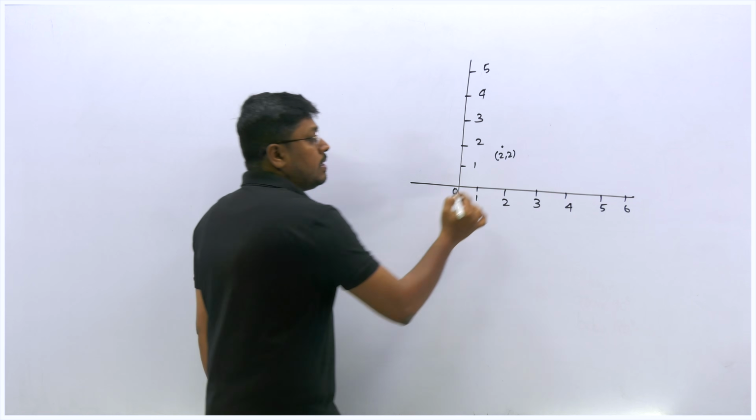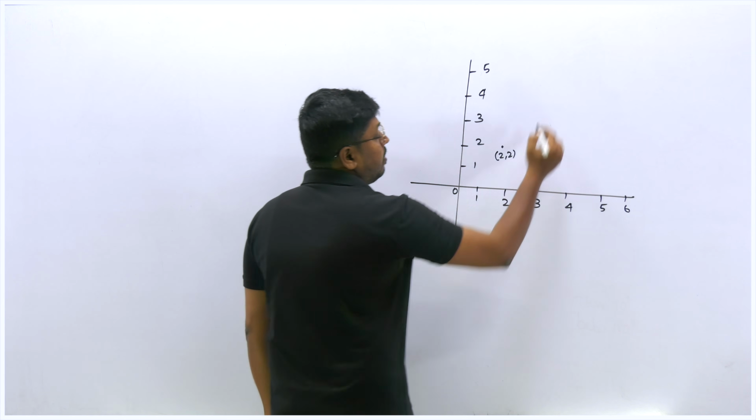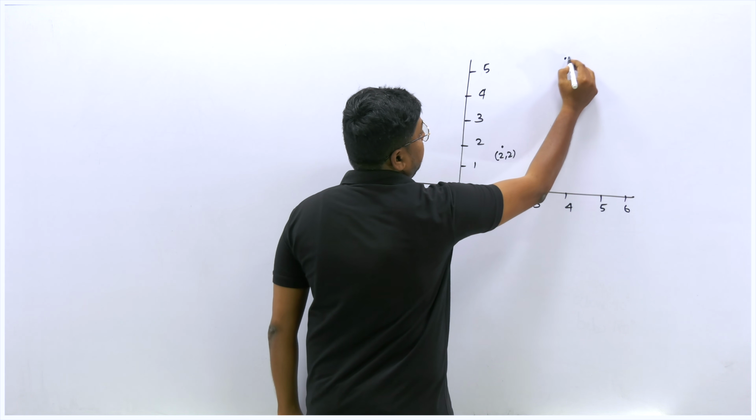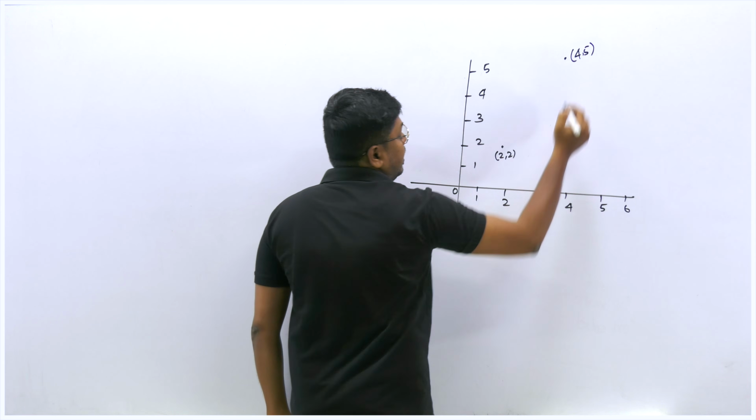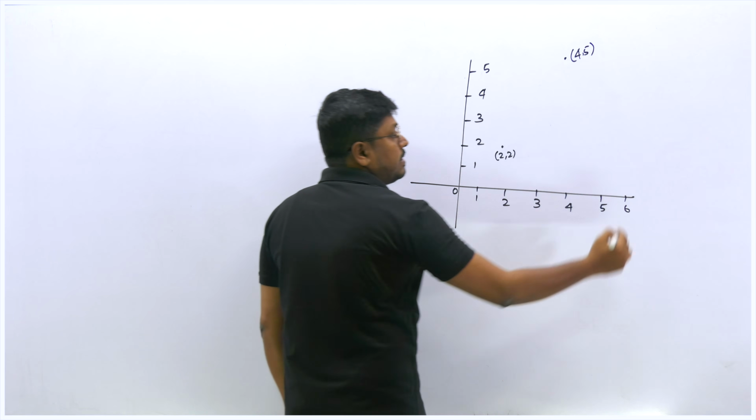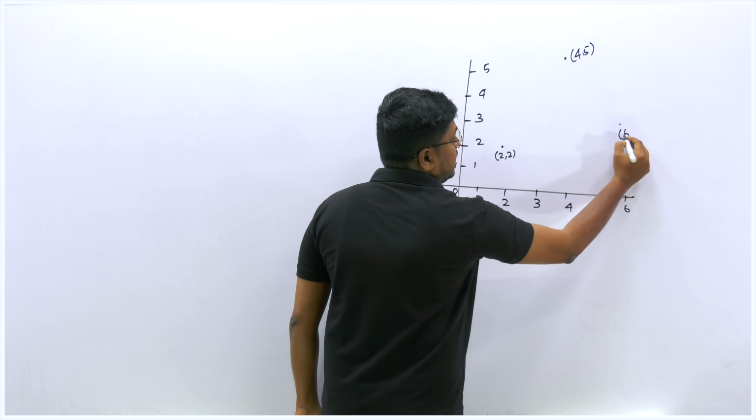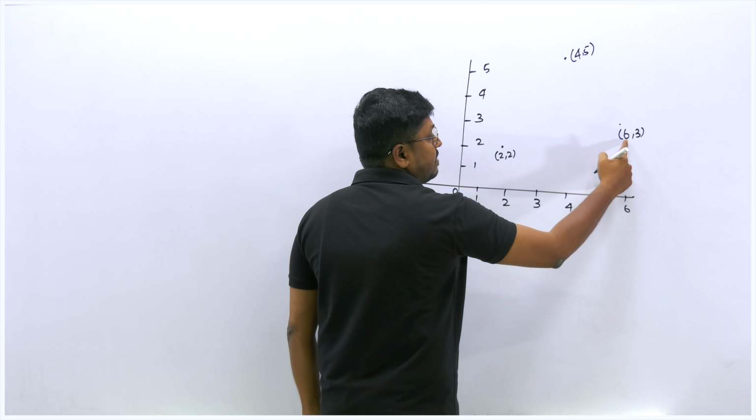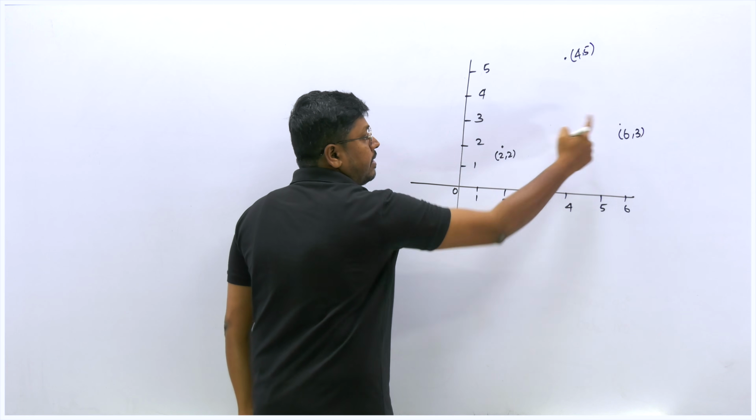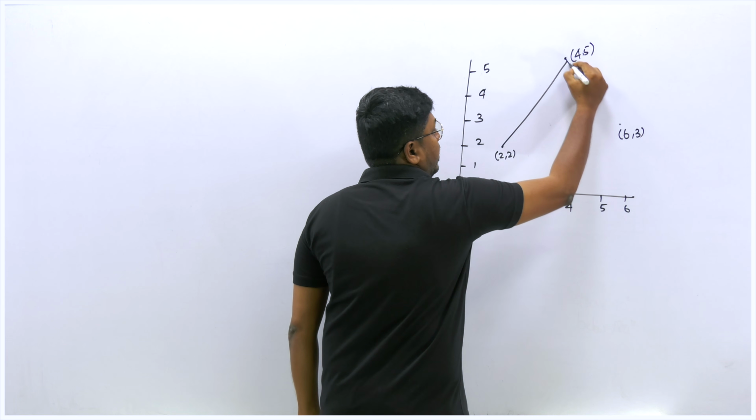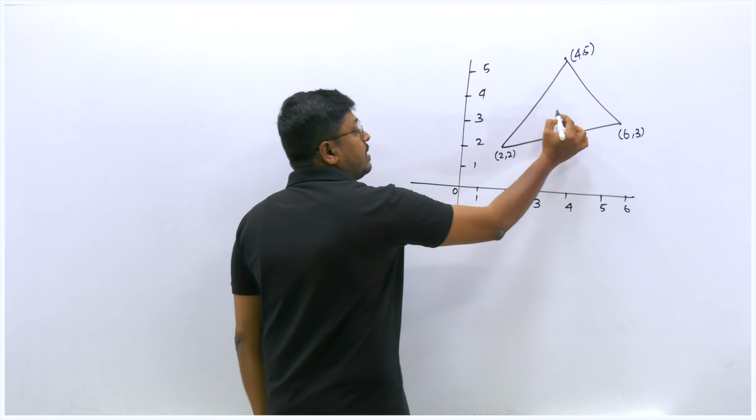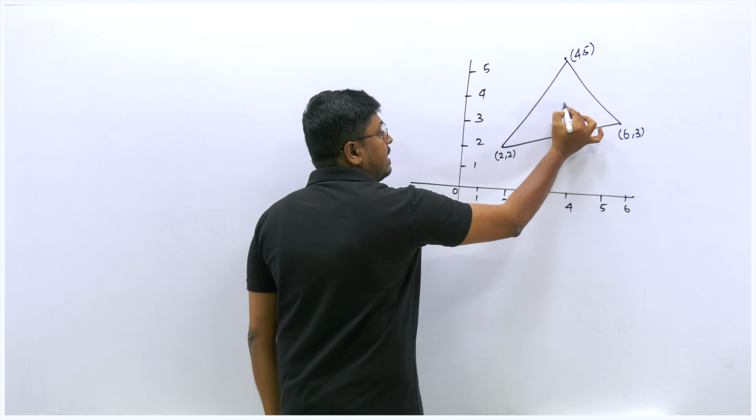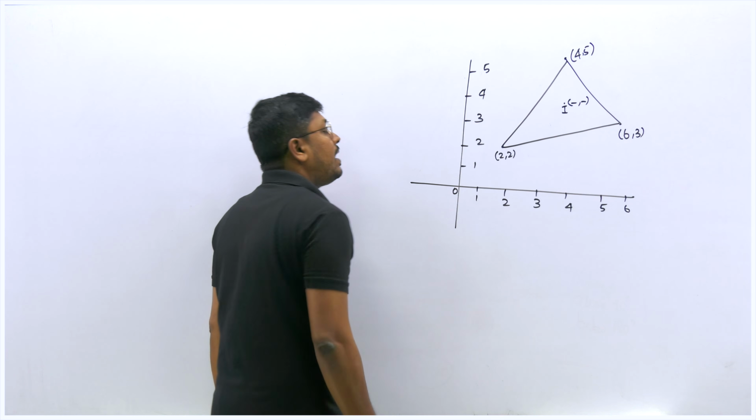So 2, 2. Similarly, the second point, let's take 4, 5: x will be 4, y will be 5. And then the third point will be 6, 3, so x will be 6 and y will be 3. Then we join all three points and we get a triangle. For this triangle, if we need to find the incenter coordinates, this will be the incenter, right? So we have to find it.